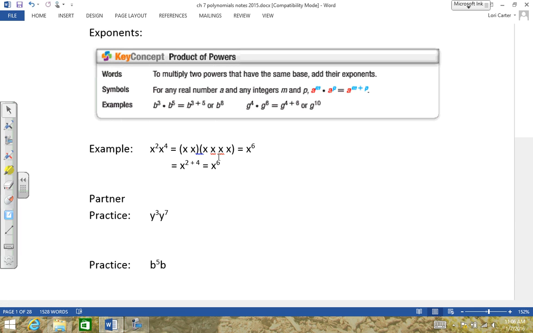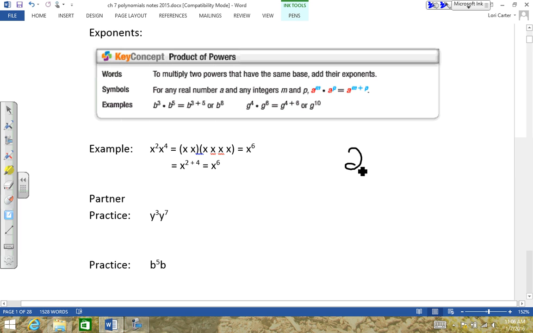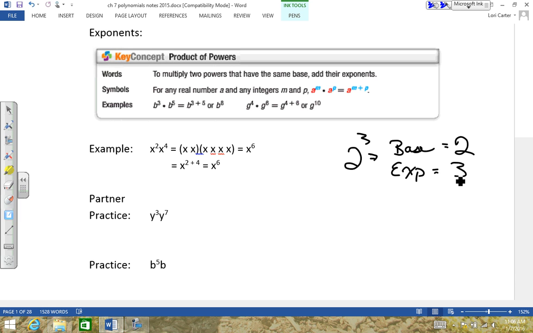Okay, what's a base and what's an exponent? If I wrote 2 cubed, what's the base and what's the exponent? The base is the 2, the exponent's the 3. Good. It's not 2 times 3. That will get you on the bad side of your math teacher.